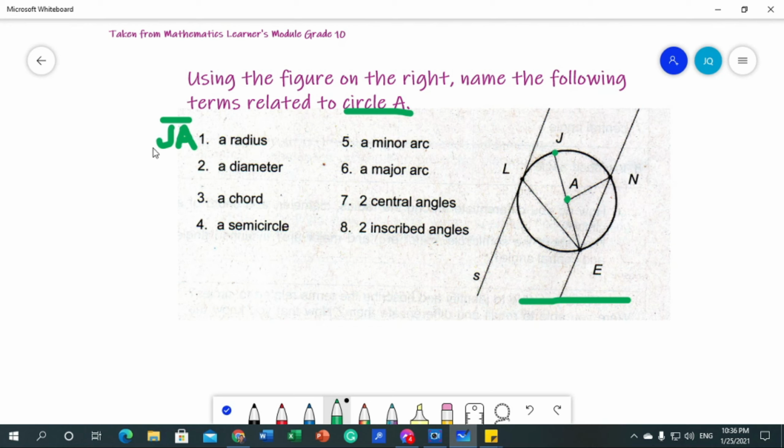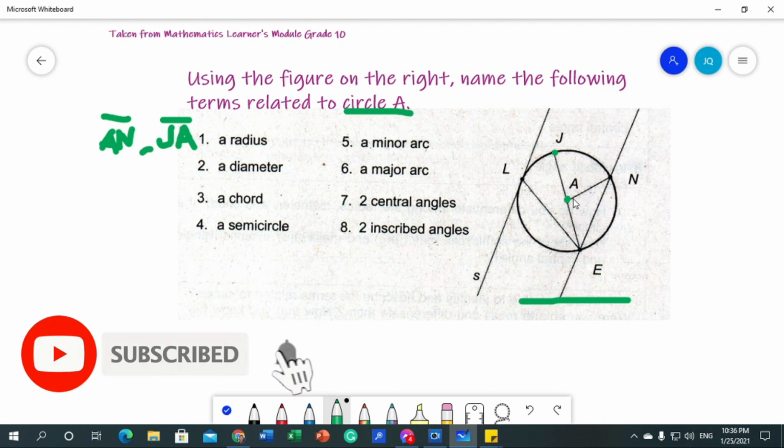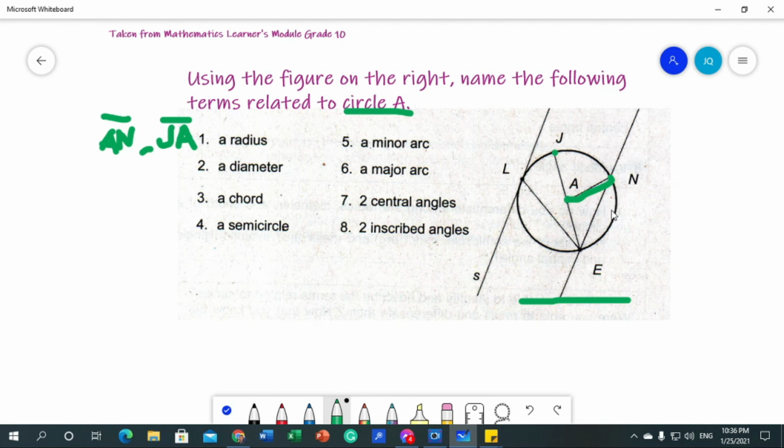Another, can you name another radius? Okay, very good. That's line segment AN, or NA, from here to there. Another one. Okay, very good. That's line segment EA or line segment AE. So that line segment is a radius.